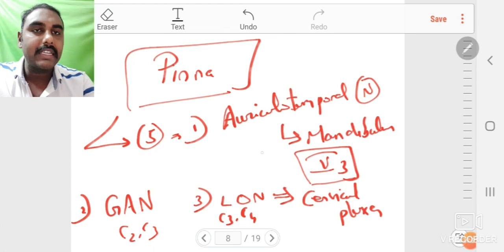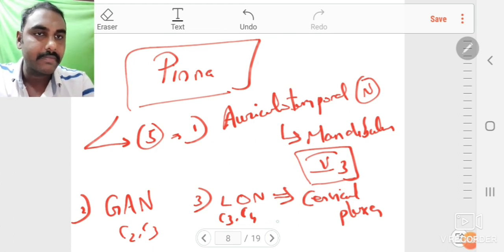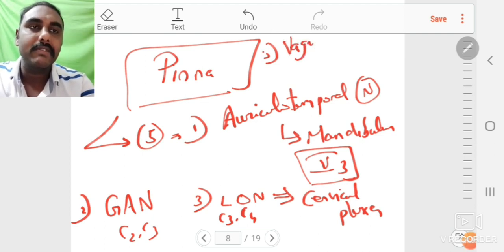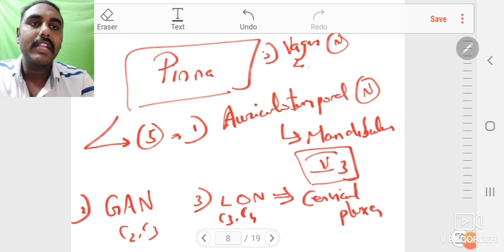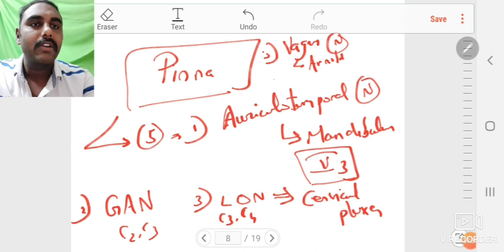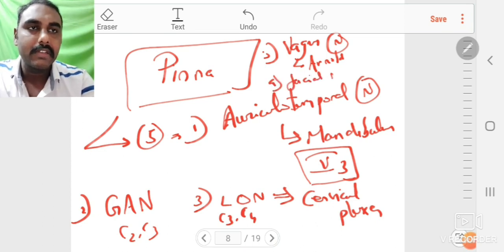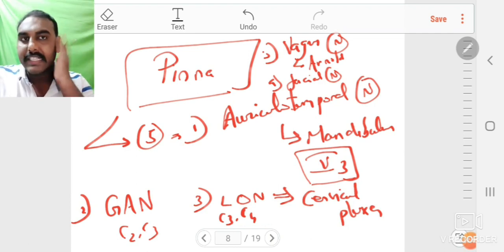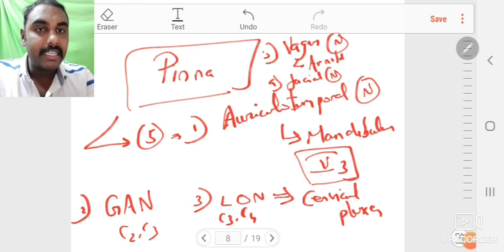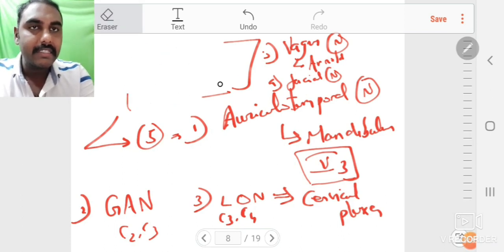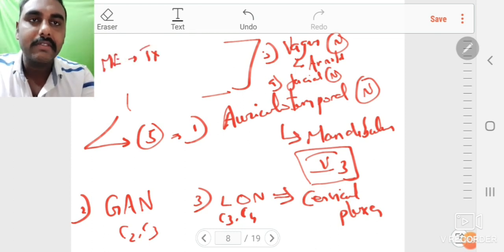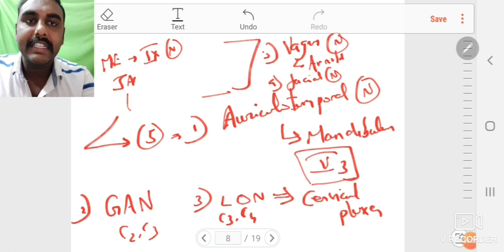Okay, so what are the other nerve supplies? The next one is the vagus nerve. The auricular branch of the vagus nerve is called Arnold's nerve or Alderman's nerve, right? Or there can be the facial nerve. These are the nerve supply of the pinna, or the external ear. What is the nerve supply of the middle ear? The ninth nerve, the glossopharyngeal nerve. What is that nerve called? Jacobson's nerve.